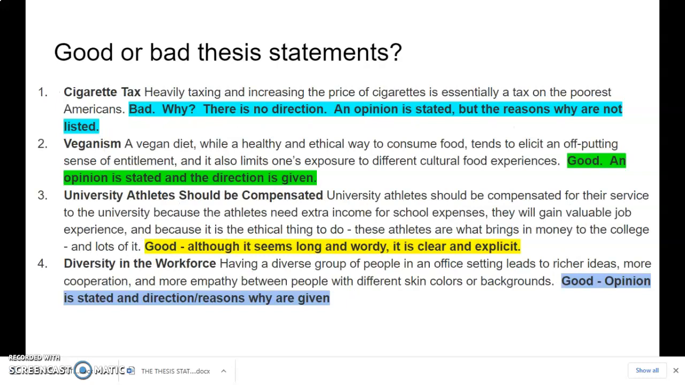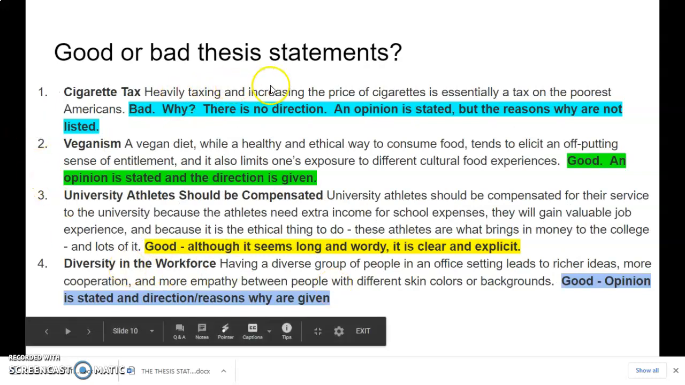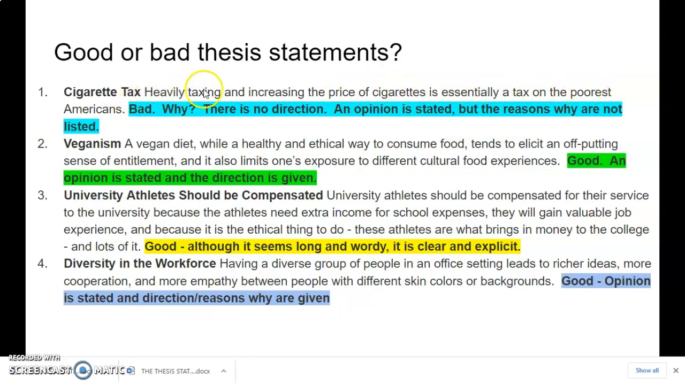Alrighty then. Here we have heavily taxing and increasing the price of cigarettes is essentially a tax on the poorest Americans. So this is like a declarative statement. It's not really arguing anything. So yeah, it's essentially a tax, but where are you going with this? So is that good or bad? What are you saying? There's no direction, there's an opinion, but the reasons are not listed.